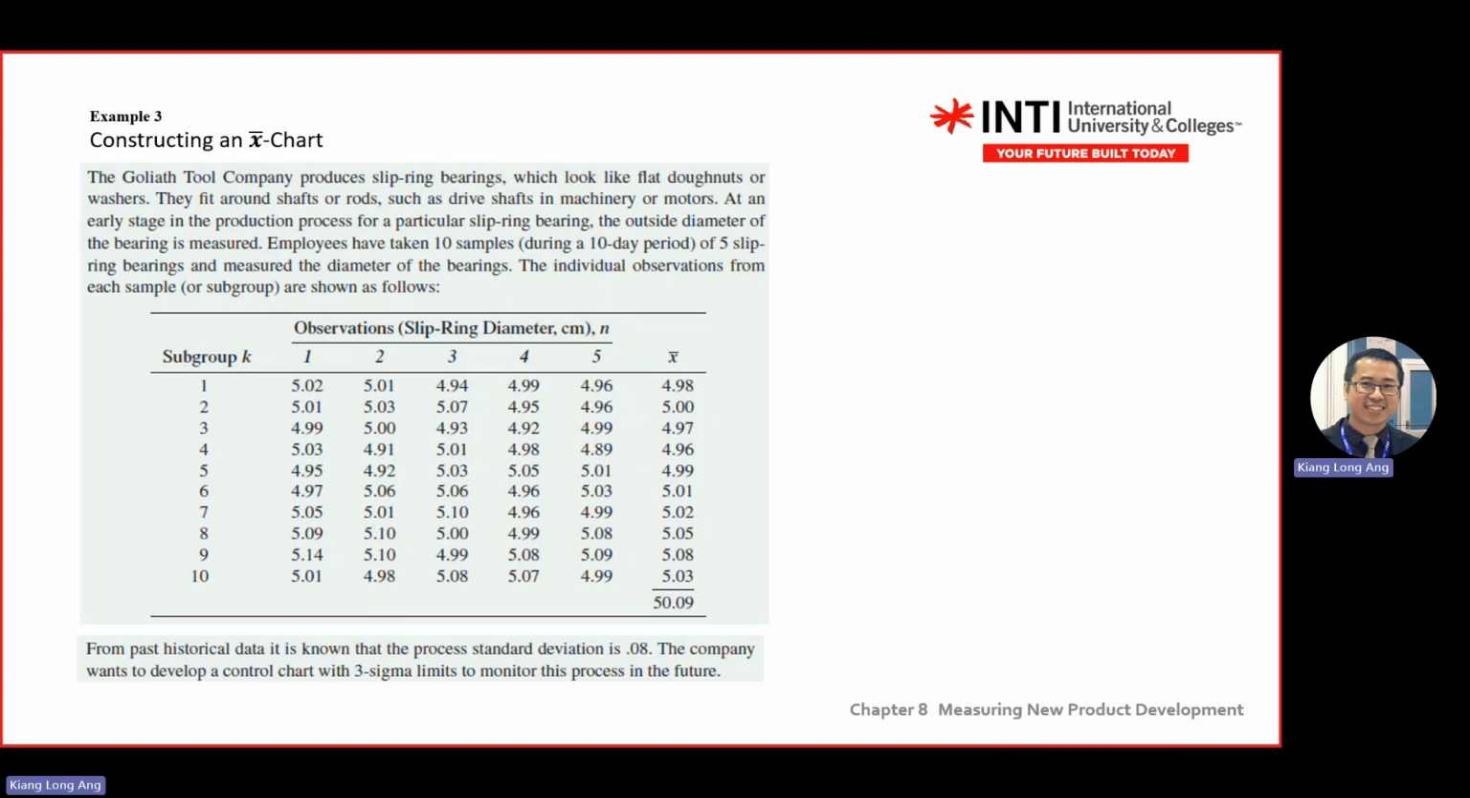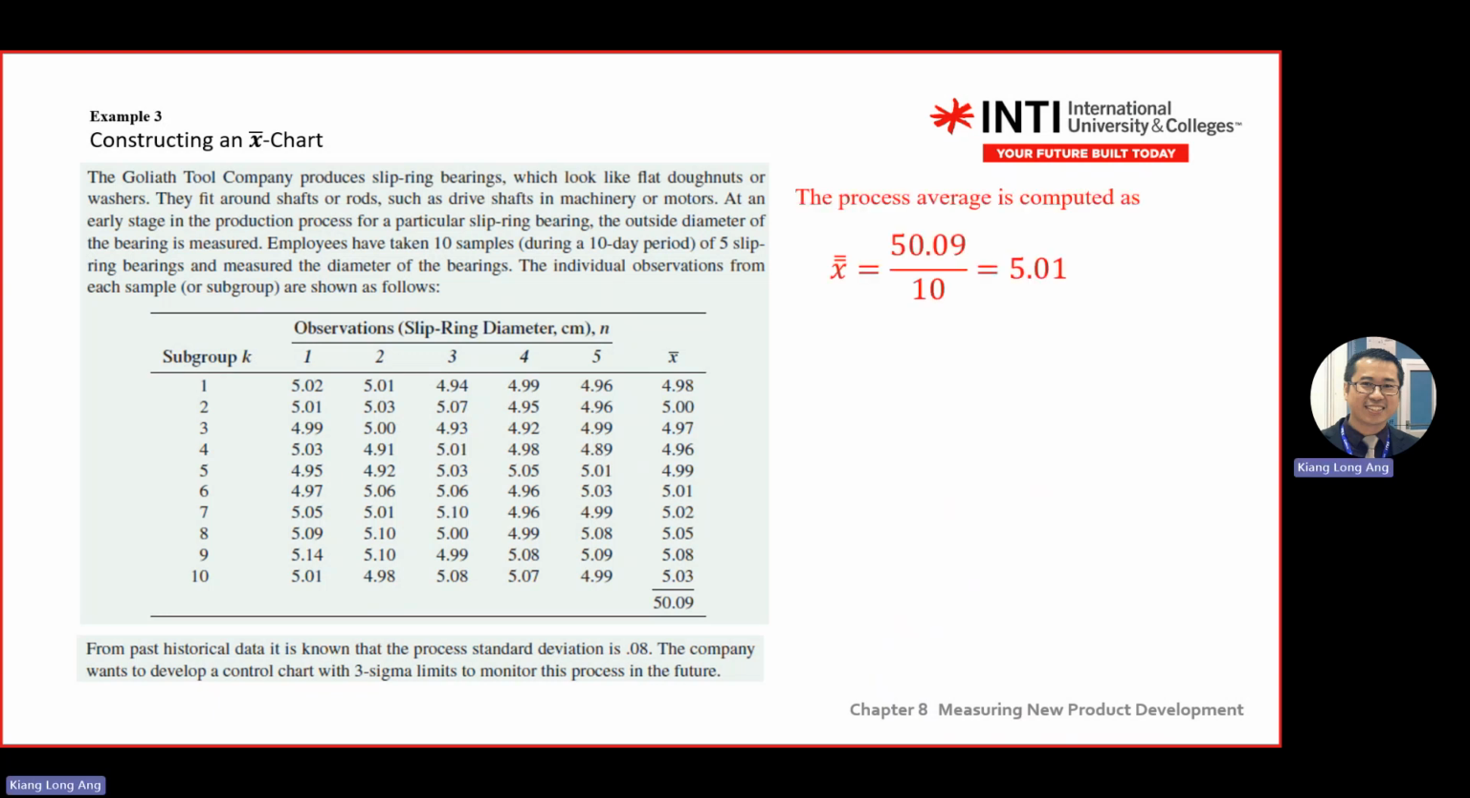So this is a tooling company. We have these observations, and you want to plot a graph. The employee has taken 10 samples during a 10-day period, of 5 rings each, and measured the diameter of the ring. So each time you take a sample, for the 10 days, of 5 slip bearings. The individual observation of each sample is shown below. Now in the question it says, from past historical data, it is known that the process standard variation is 0.8. So your standard variation is known.